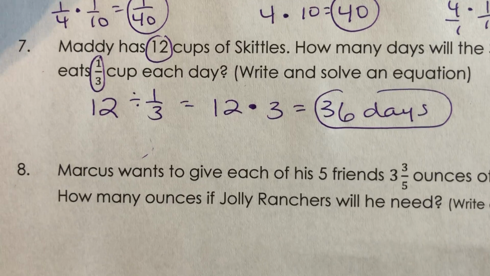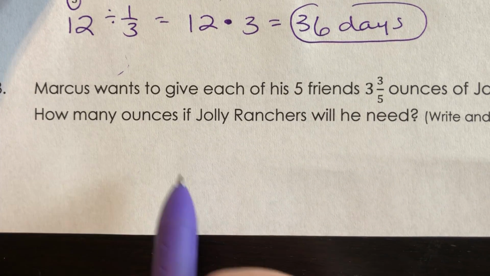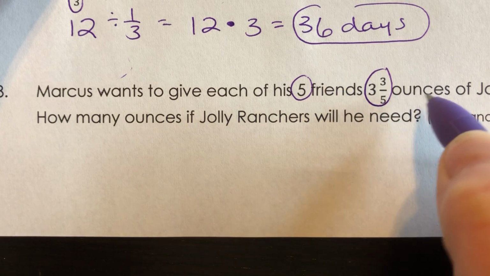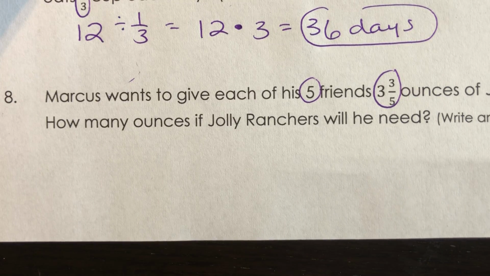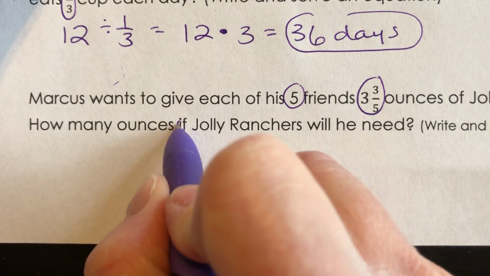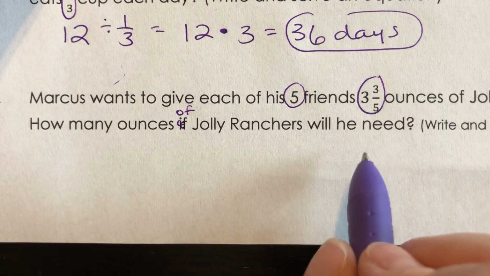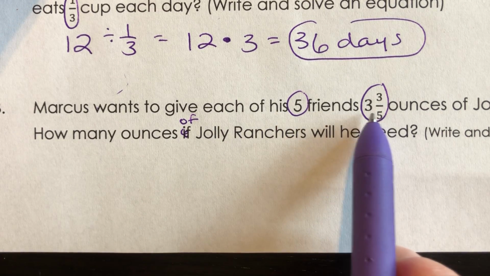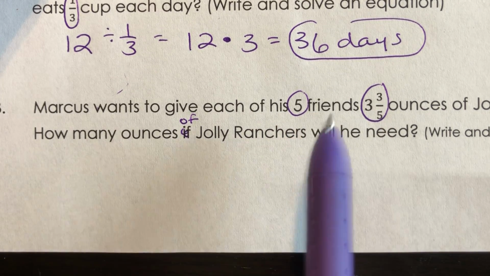I wouldn't recommend it. All right, Marcus wants to give each of his 5 friends 3 3/5 ounces of Jolly Ranchers. All about the candy for this bell work. How many ounces, this should say, of Jolly Ranchers will he need? So he wants to give each of his 5 friends 3 3/5. How many does he need?